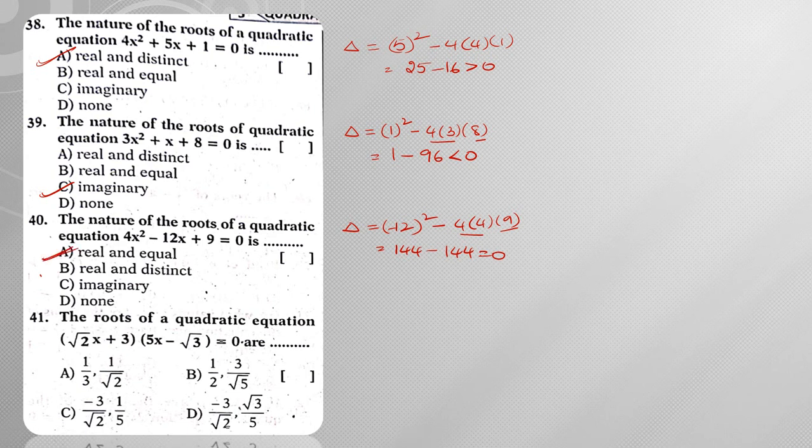Okay. Next, the roots of this quadratic equation. What we can say is that either this is equal to 0 or this is equal to 0. So from that, root 2x plus 3 is equal to 0, or 5x minus root 3 is equal to 0. From this, x is equal to minus 3 by root 2, or from this x is equal to root 3 by 5. So minus 3 by root 2 or root 3 by 5. So option D will be my answer here.